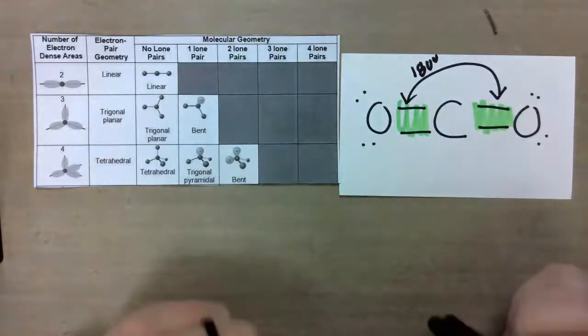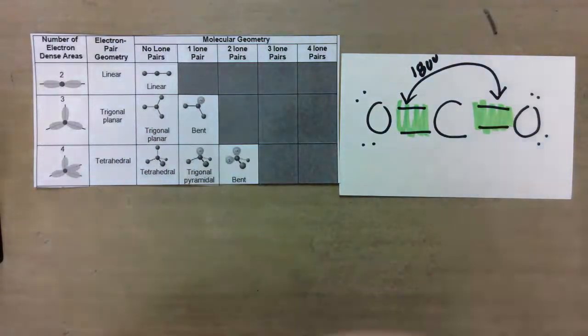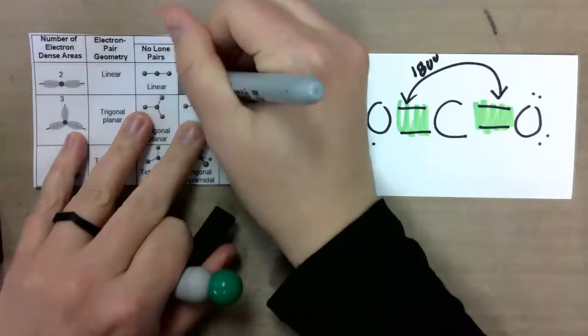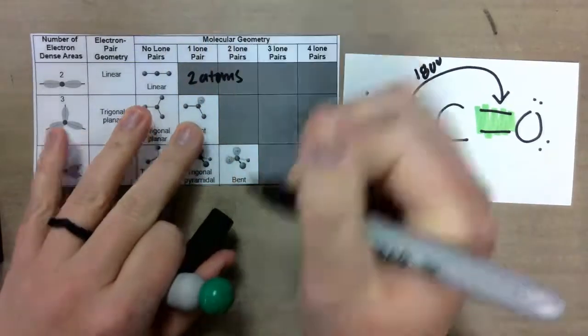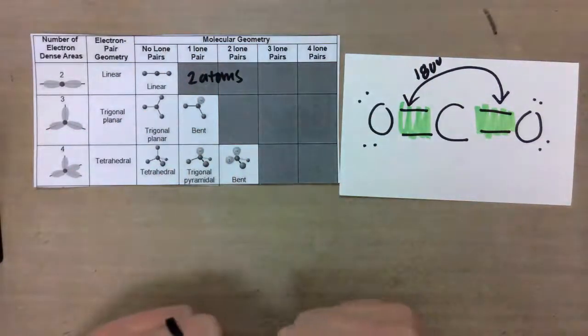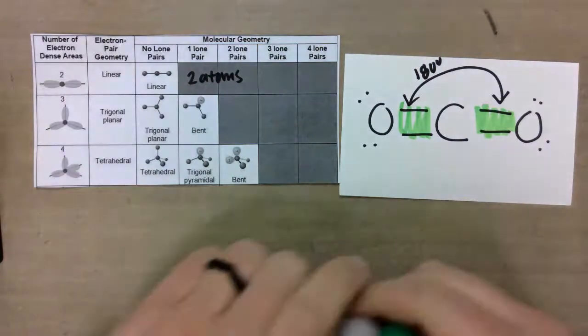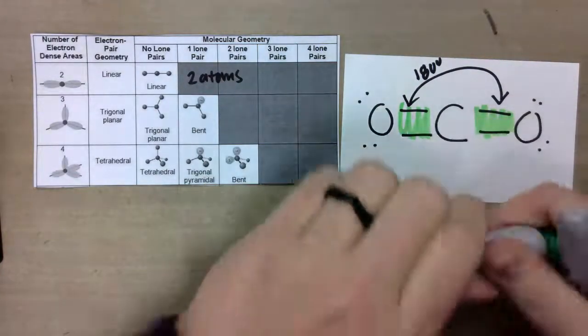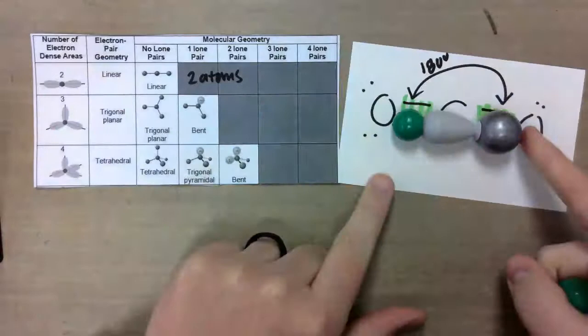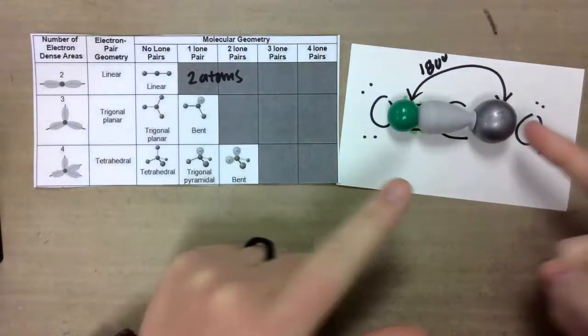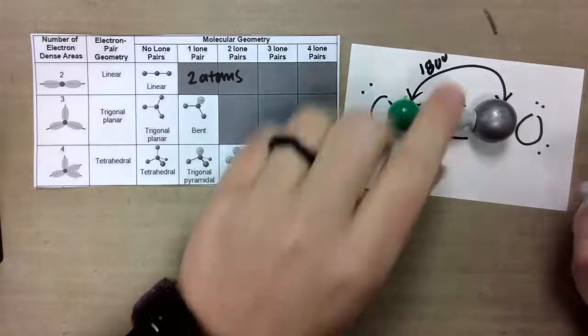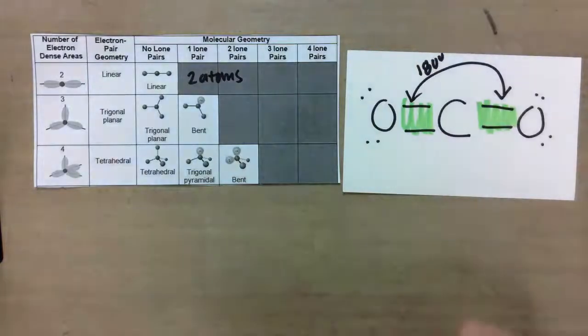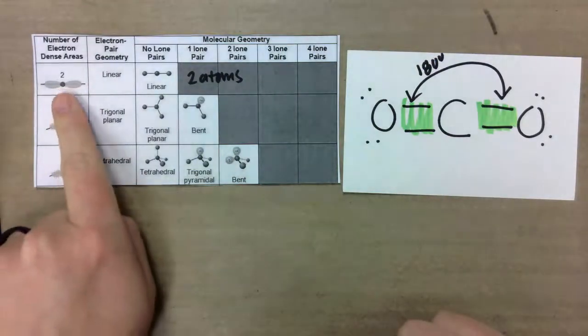You will also see linear molecules when you have just two atoms together. If I have two atoms, they're going to give me a linear shape, because if you think about it, if I take away everything and just have two atoms in a bond together, those are only going to ever make a line as well. Okay, so that is if I have two electron dense areas.